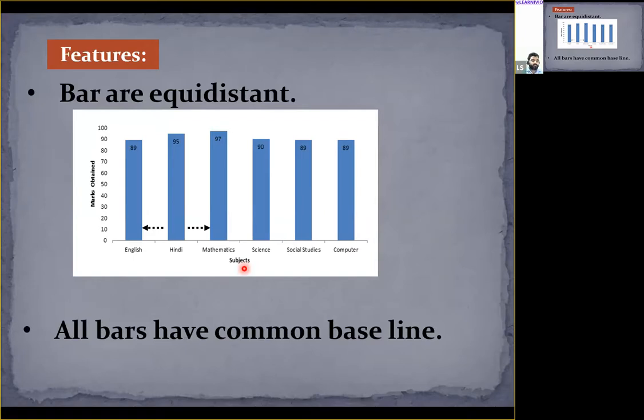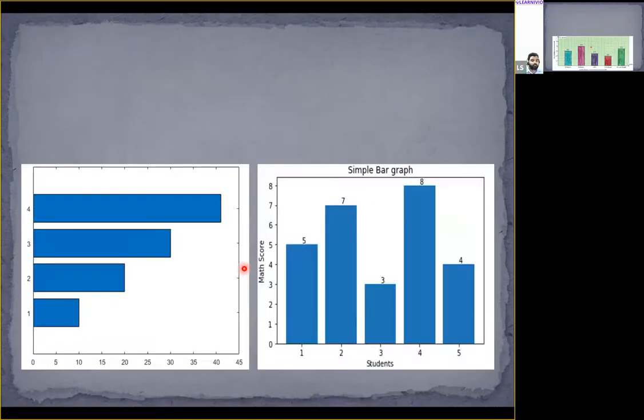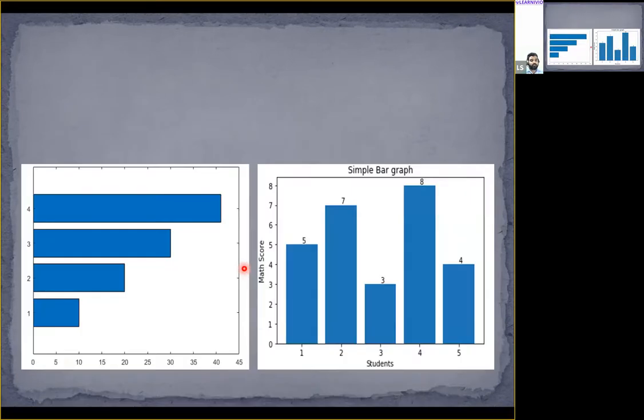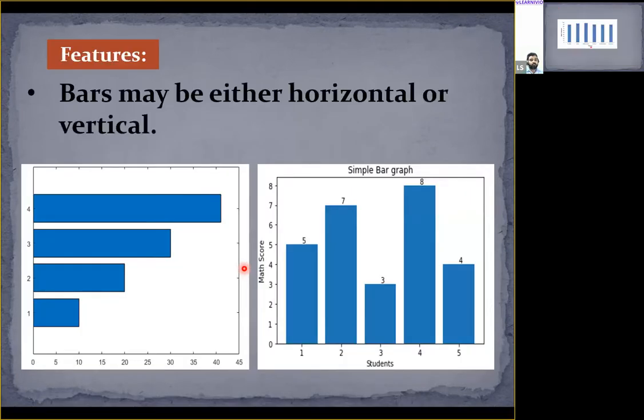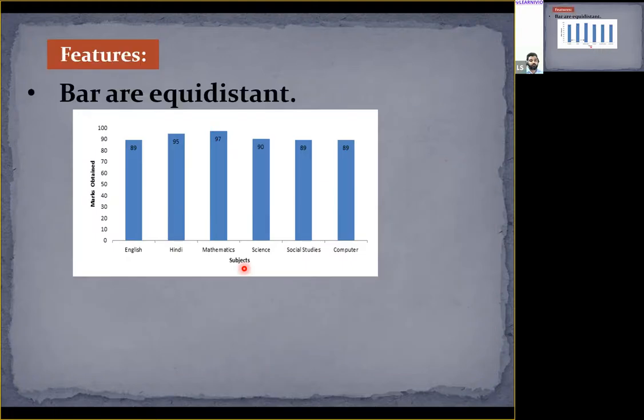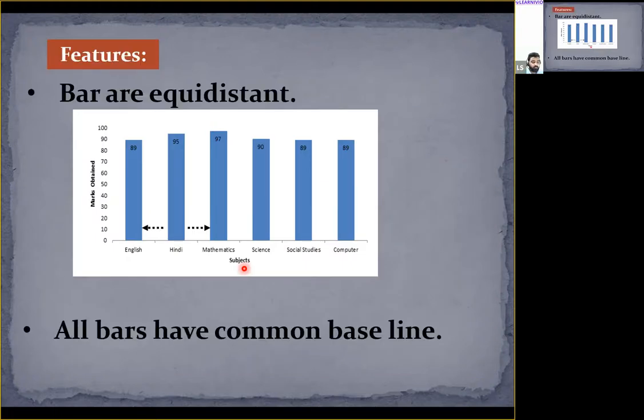So there are 4 features of bar diagram. First was length may differ, but breadth will always remain same. Second was it can be vertical, it can be horizontal. Third was they are equidistant from each other. And the fourth one was that all the bars have common baseline.